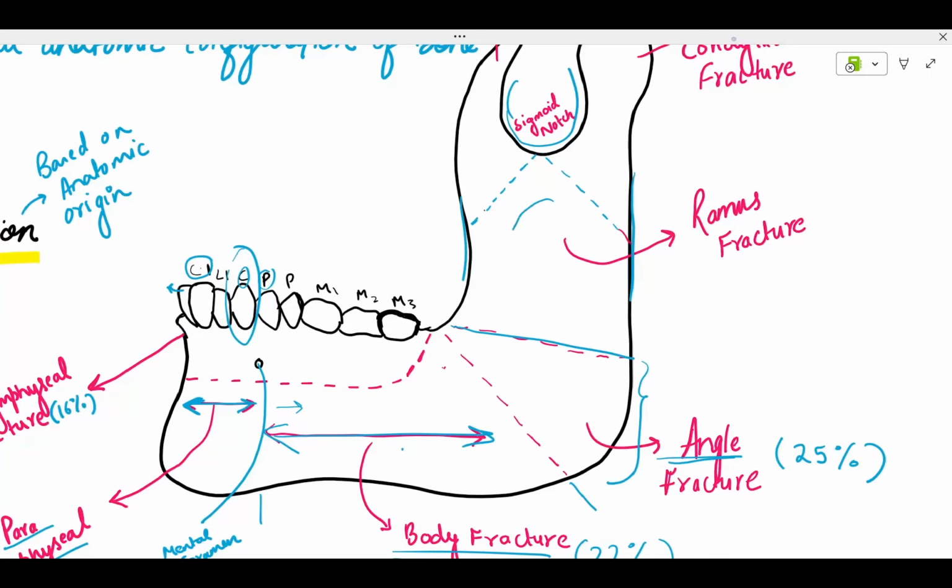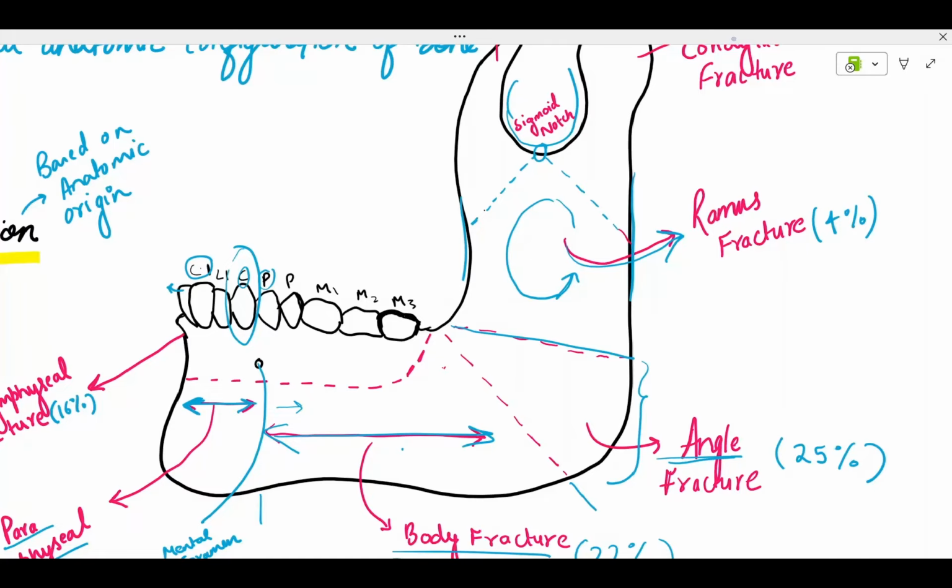This area all comprises the ramus region. Any fracture occurring between these two triangular lines that are drawn, forming an apex at the sigmoid notch, and a line which I have drawn at the angle, any fracture occurring in this area is a ramus fracture, which occurs around 4%.